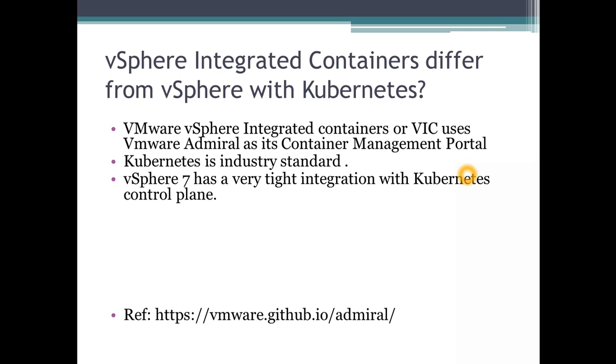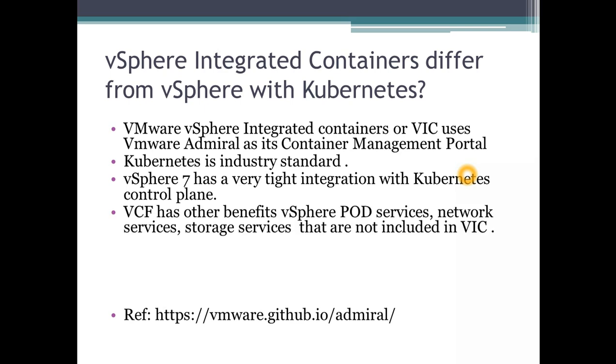vSphere 7 has tight integration with the Kubernetes control plane now, because it's rebuilt from the ground level to work natively with Kubernetes. So that's why that's the best choice. VCF has another benefit: vSphere Pod Services, network services, and storage services that are not included in VIC. So that's another advantage. You don't need to worry about the storage services and the network services, because obviously it's all integrated with VCF using the SDDC.